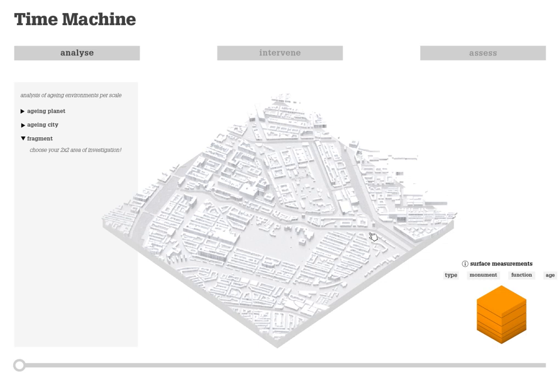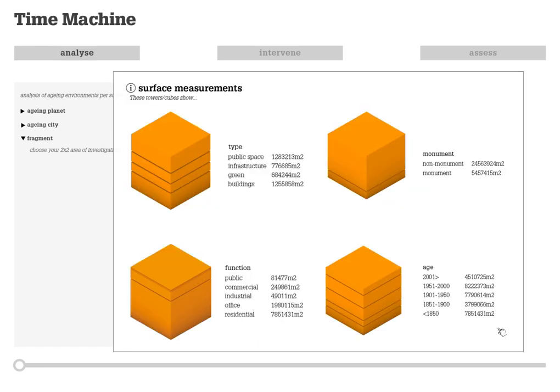Have a look at the axonometric view of our chosen area. Let's also have a good look at the different elements that make up its urban fabric. As you can see, this area is home to quite a lot of old buildings, mostly residential buildings. Almost a third of them were built over a century ago. Now we have chosen our 2x2 area of investigation and understand how it's aging, let's start intervening.